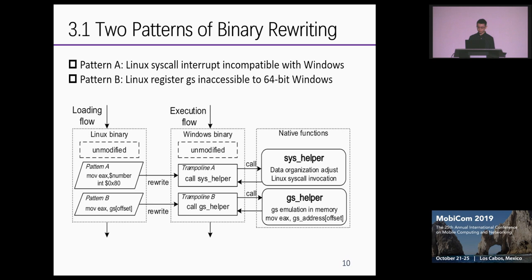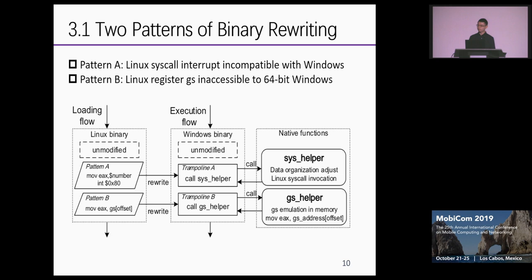Next, pattern B indicates the CPU register GS is accessible in Linux, but not accessible in 64-bit Windows. To deal with this, we emulate GS in memory and modify the instruction of pattern B.